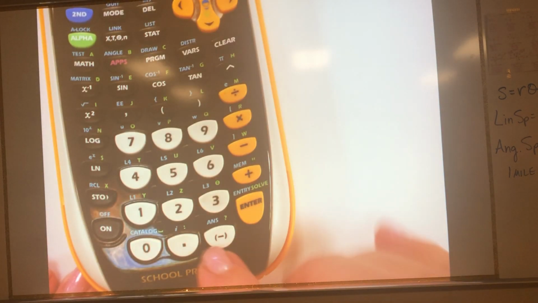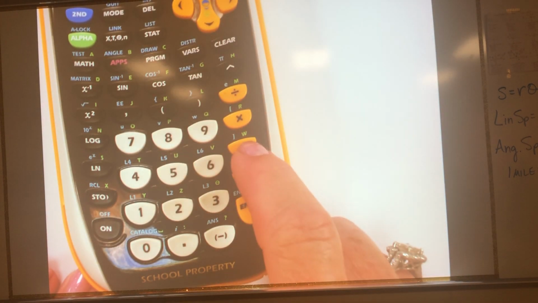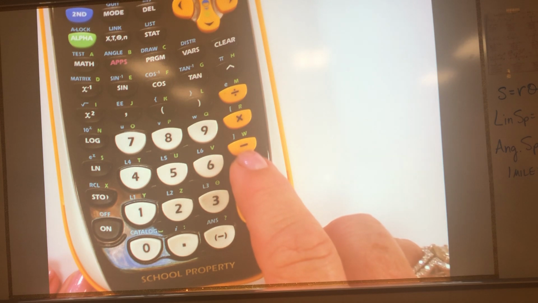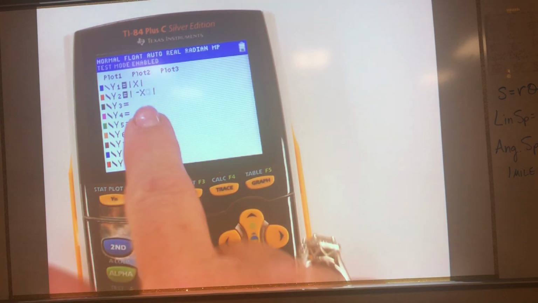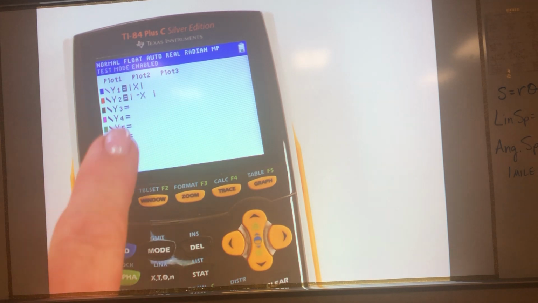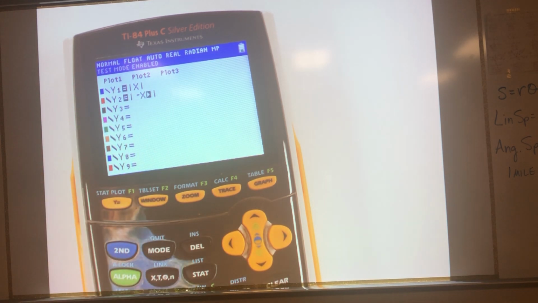Now notice, I used this negative sign down here, I did not use the minus sign. If you use a minus sign, it's going to give you a syntax error. You have to use the negative sign. So I put the negative on the x. If that negative is outside and it's on the y, he reflects it over the x-axis. If the negative is on the x, he's going to reflect it over the y-axis. What's it going to look like?